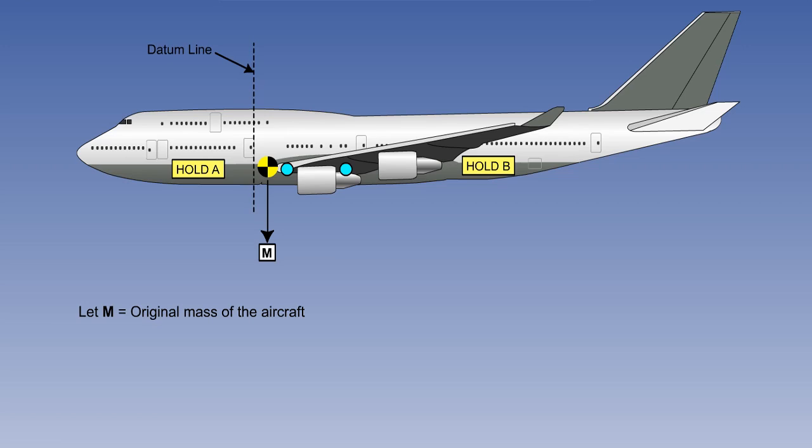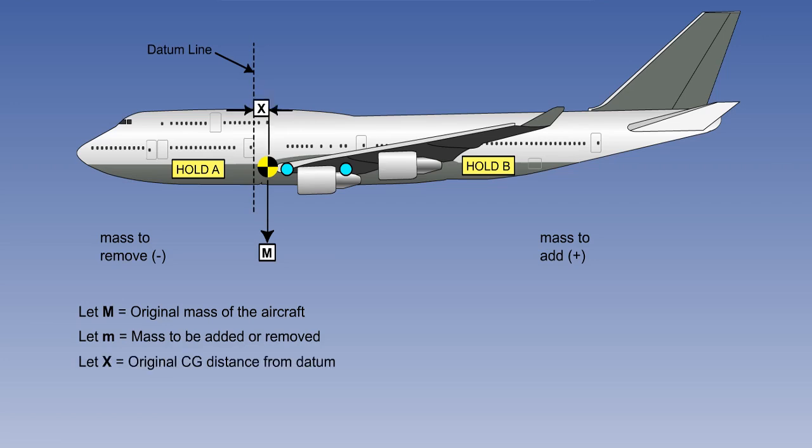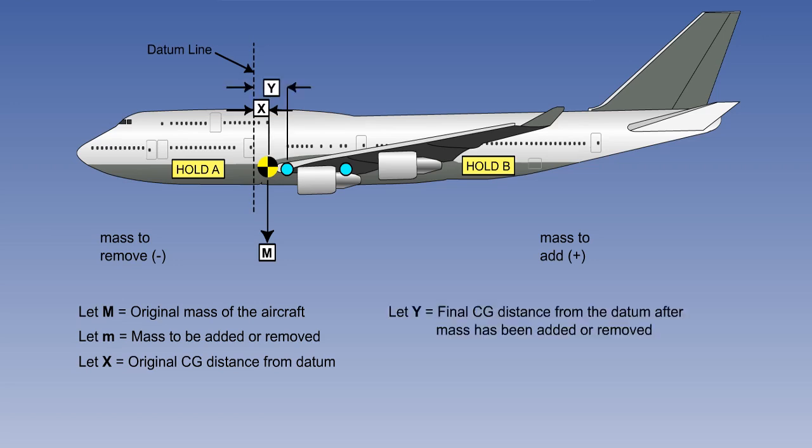First of all, let big M represent the original mass of the aeroplane. Now let little m represent the mass to be added or removed. Next, let x represent the original centre of gravity distance from datum. The next step is to let y represent the final centre of gravity distance from the datum after the mass has been added or removed.